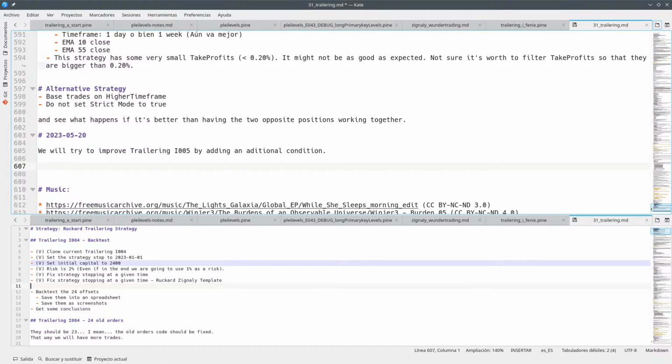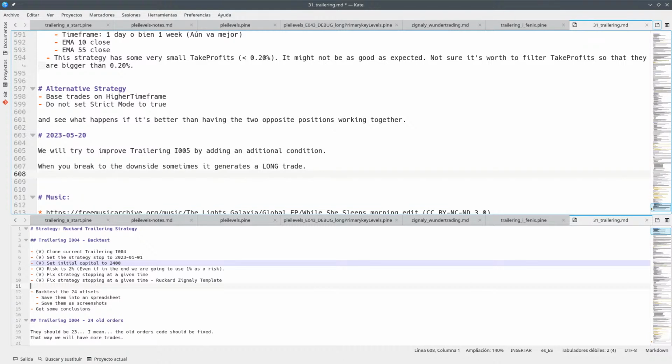So the question is, when you break to the downside, sometimes it generates a long trade. We should make sure that low 1 is greater than close. And the other way around.